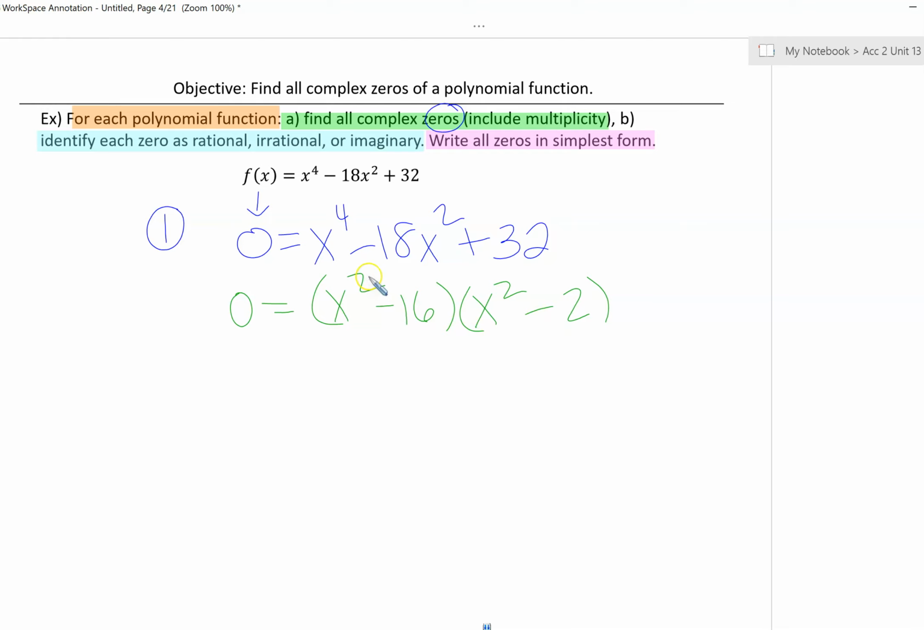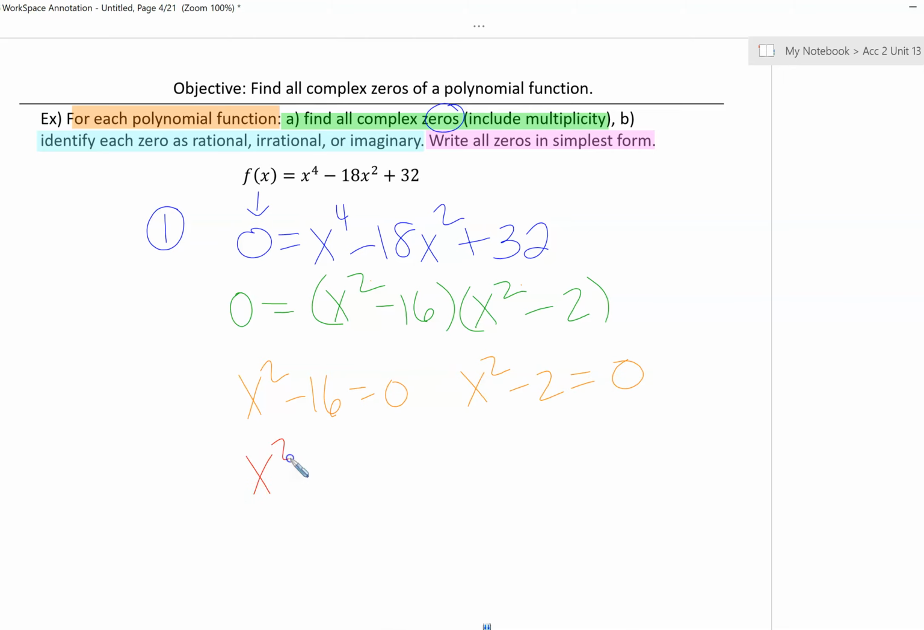Once we get the factoring down to x squared or smaller, then we can go to our zero product property. And so you could factor x squared minus 16 further if you wanted to, but you can't do that with x squared minus 2. So it's up to you if you stop now or if you factor further. Zero product property says either x squared minus 16 equals 0 or x squared minus 2 equals 0.